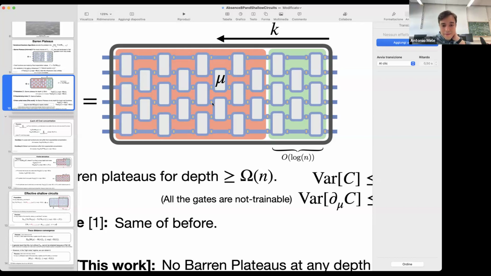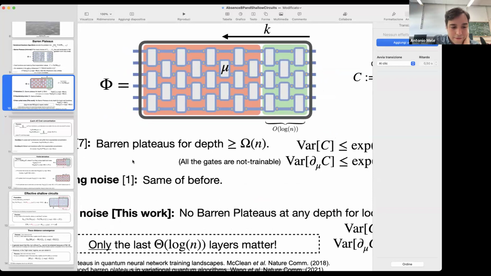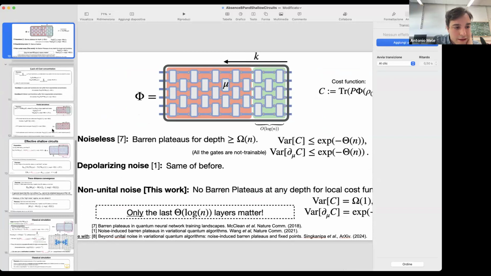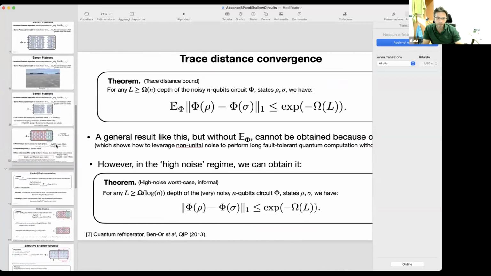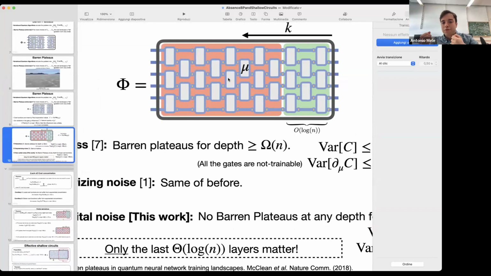It's a very interesting point, the one that you brought, and it connects to the quantum refrigerator that I mentioned here. Basically, they show that if you have non-unital noise, for example amplitude damping, you can do exponentially long circuits that keep the information, so they are fault tolerant. They are based on the fact that using non-unital noise, you can distill fresh ancillas. Right, you can cool them down to zero.